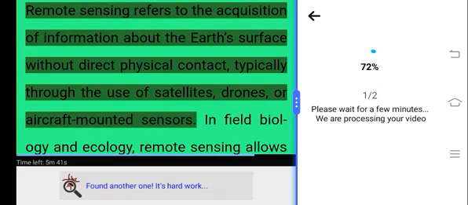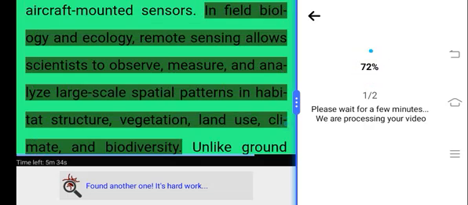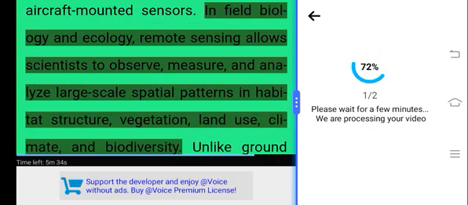Remote sensing refers to the acquisition of information about the Earth's surface without direct physical contact, typically through the use of satellites, drones, or aircraft-mounted sensors. In field biology and ecology, remote sensing allows scientists to observe, measure, and analyze large-scale spatial patterns in habitat structure, vegetation, land use, climate, and biodiversity. Unlike ground sensing, which provides fine-scale local data, remote sensing offers a broad, landscape-to-global perspective and is essential for monitoring ecosystems over time.